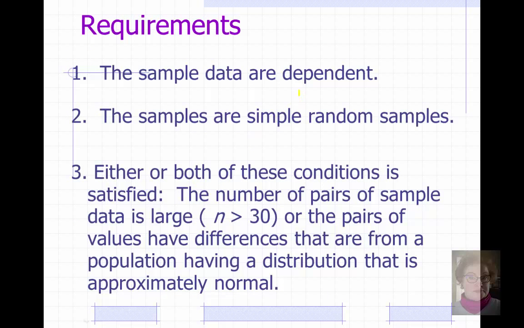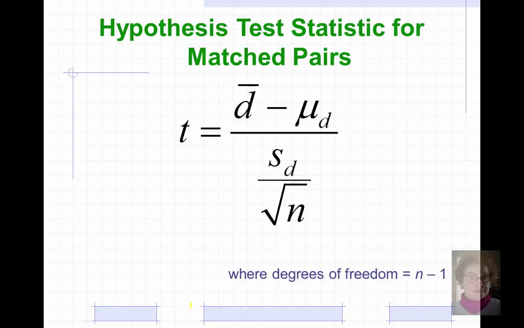The sample data must be dependent. The samples are simple random samples, and the number of pairs is either more than 30 or the population has a distribution that's approximately normal. Here is our test statistic, and it should look pretty familiar. We take our sample mean of the differences, minus the hypothesized mean of the differences, which is usually 0, over the standard deviation of the differences divided by the square root of n, which is the number of pairs. Again, the degrees of freedom are n minus 1, the number of pairs minus 1.